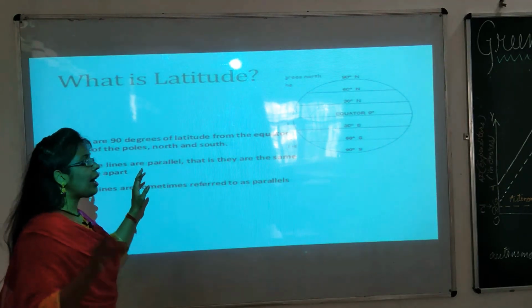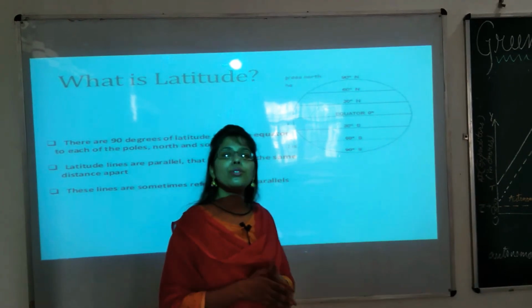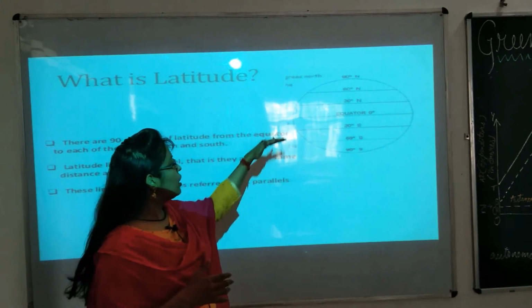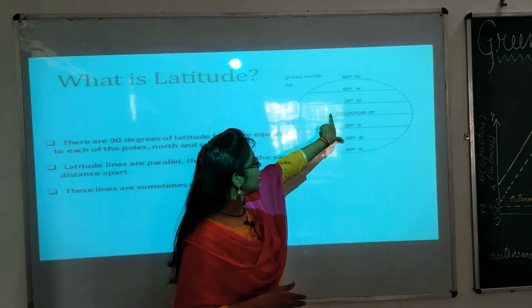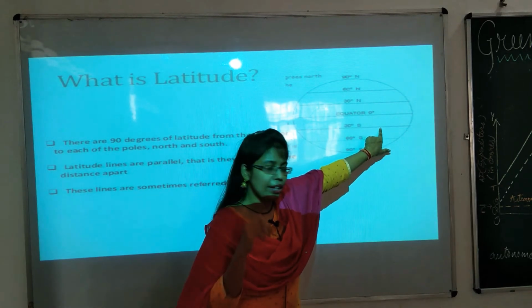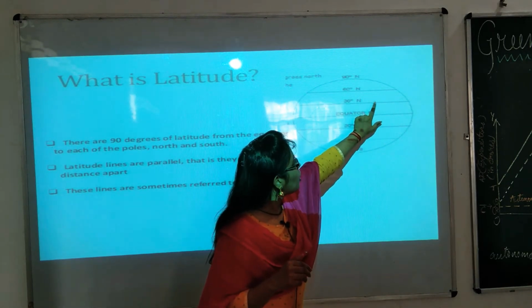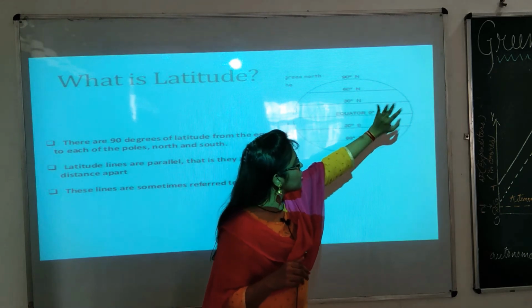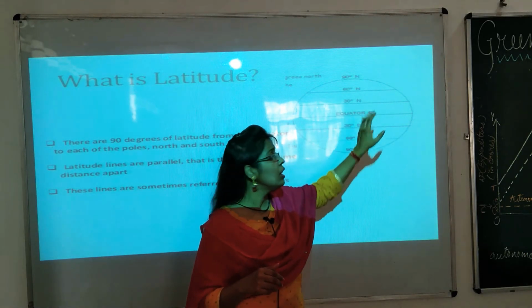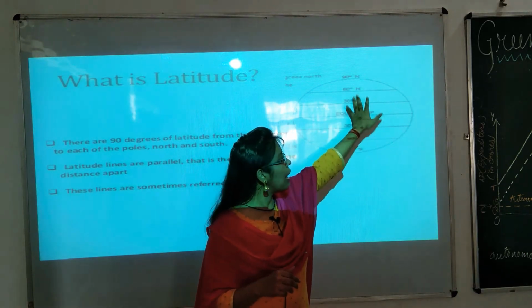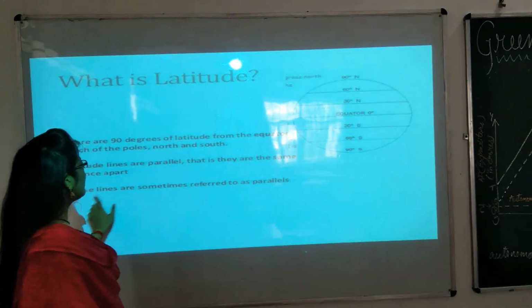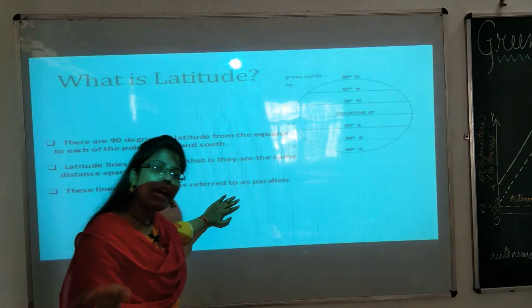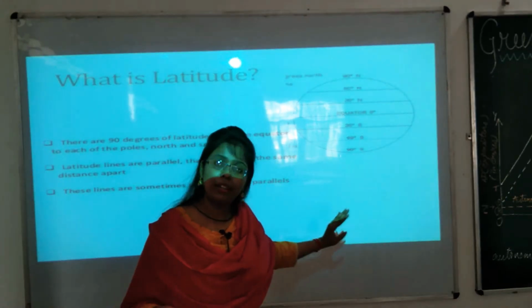So latitude lines are parallel. They are also called latitudes or parallels. Why? Because they are all parallel to each other. Equator 0 degree, you can see it's parallel to 10 degree at south and 10 degree at north also. Here 10 degree is not given, suppose 10 degree, 30 degree here, 30 degree south. So this is parallel. They are parallel to each other, hence considered as parallels. So these lines are sometimes referred to as latitudes or parallels.